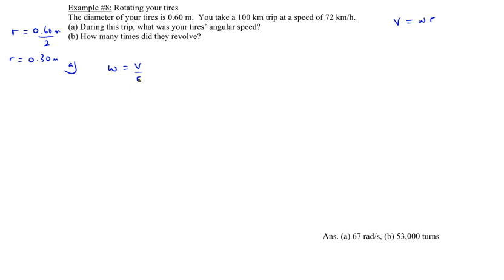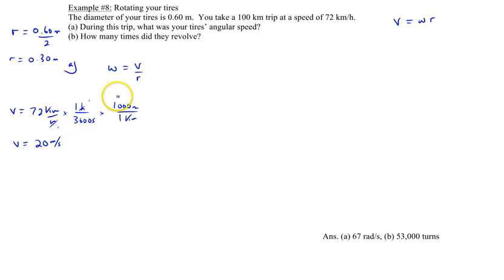Now, the velocity in this case is given as 72 kilometers per hour. And that's great, but we want our angular velocity to be in radians per second. So we're going to need to convert this into meters per second. In 1 hour, we have 3,600 seconds, so our hours will cancel out. And then in 1 kilometer, we have 1,000 meters. That will give us a velocity of exactly 20 meters per second.